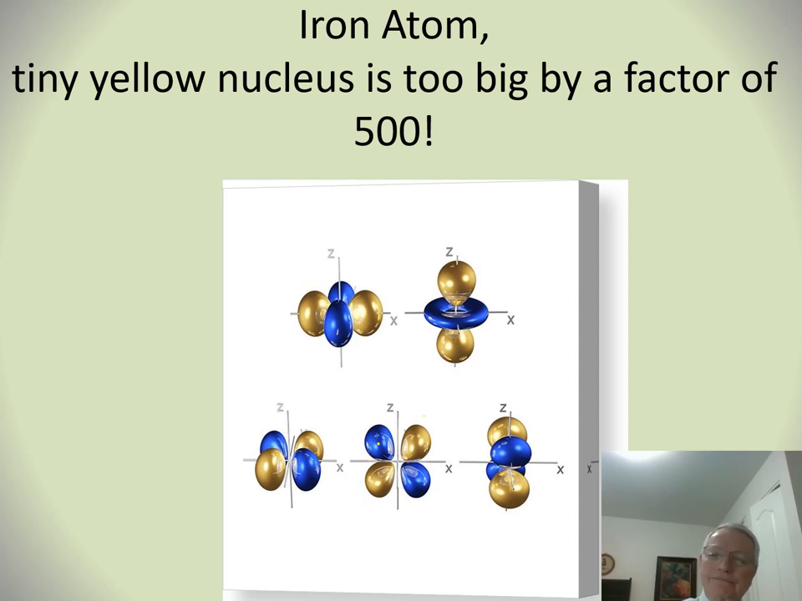Did you see it? I'm going to point to it for you. That little tiny yellow dot there, I'm trying to show you the nucleus. But even that dot that you can hardly see is 500 times bigger than it should be to be the nucleus. So the nucleus is just incredibly small, 100,000 times smaller than the size of these orbitals that you can see here in this picture.